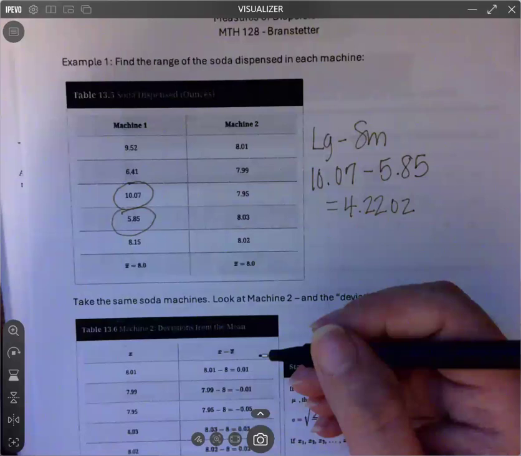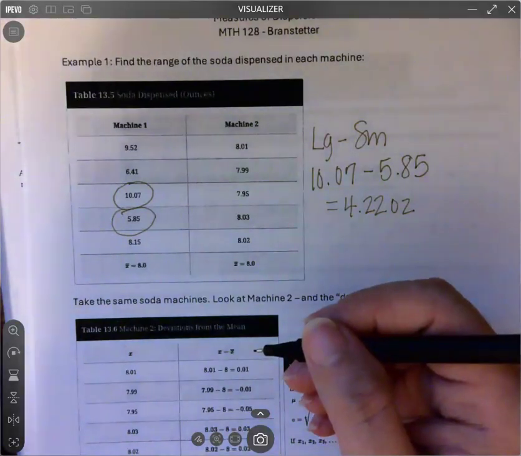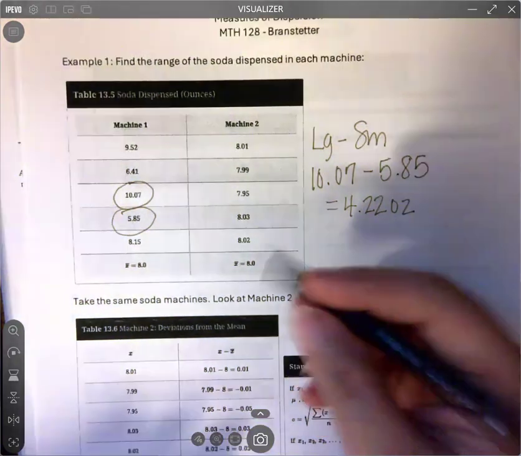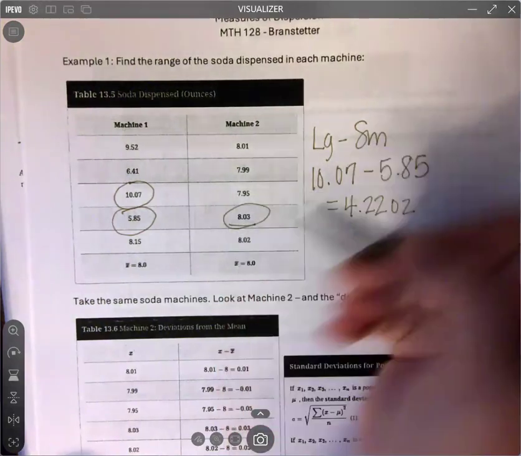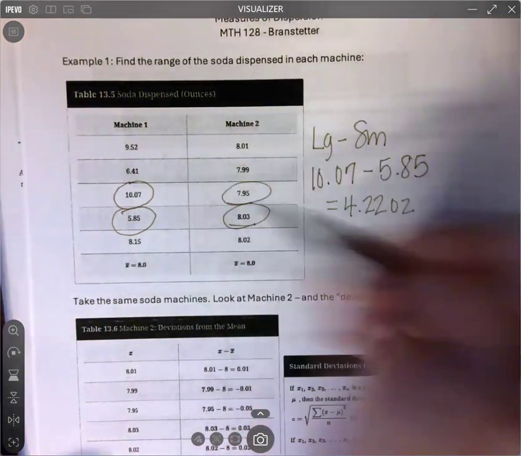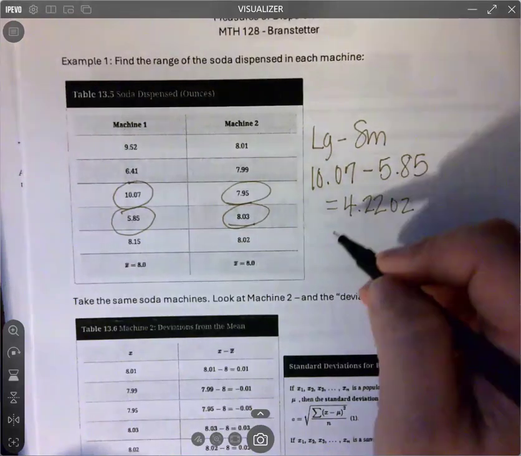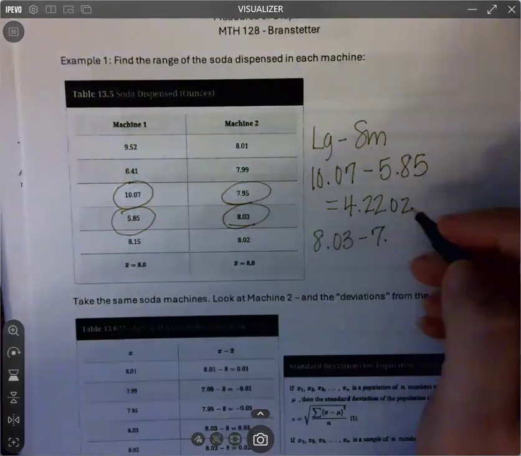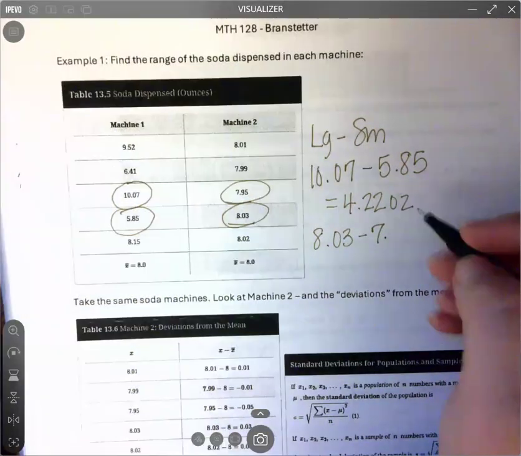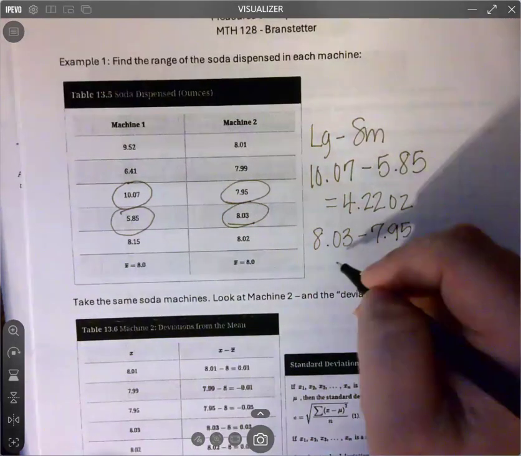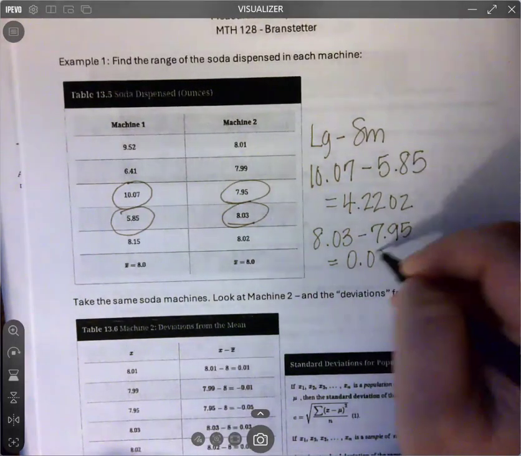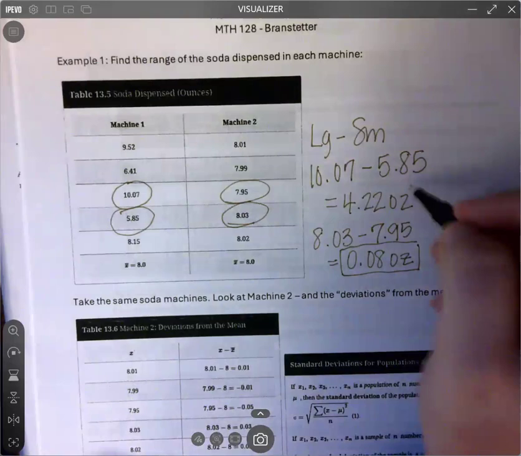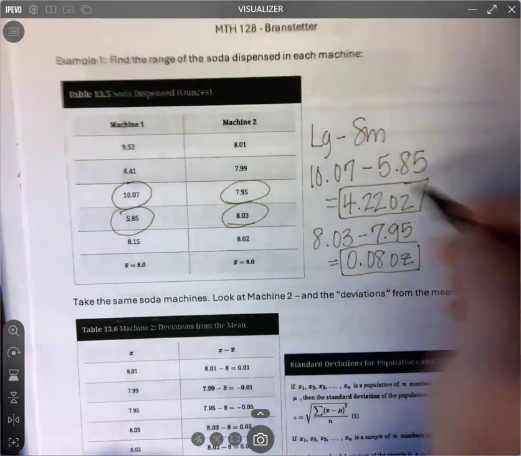Find the largest and the smallest, and go ahead and subtract those. All right, hopefully you found the largest to be 8.03 and your smallest to be 7.95. So 8.03 minus 7.95 hopefully gives you 0.08 ounces. Range, largest minus smallest, and that's all there is to it.